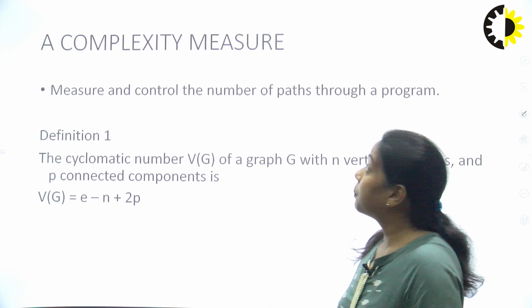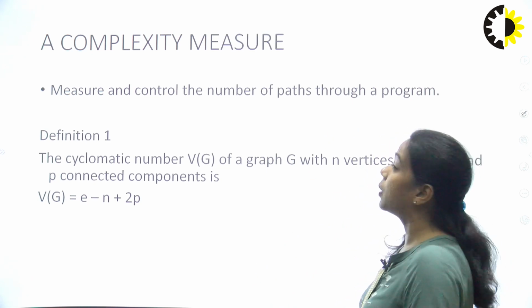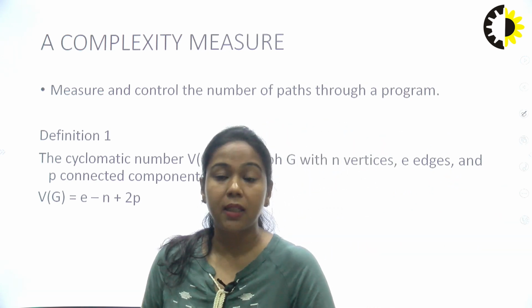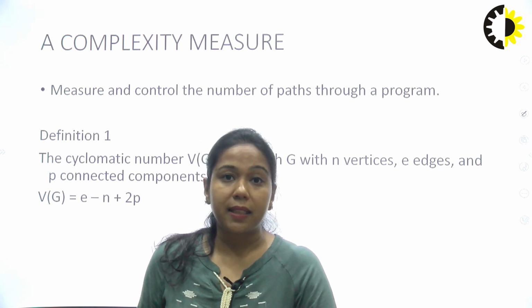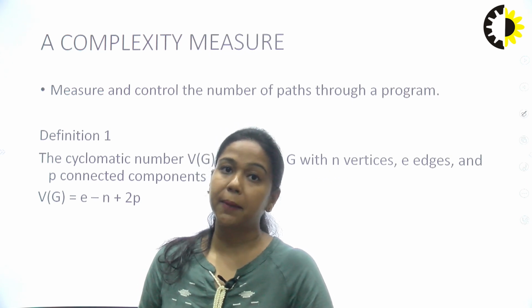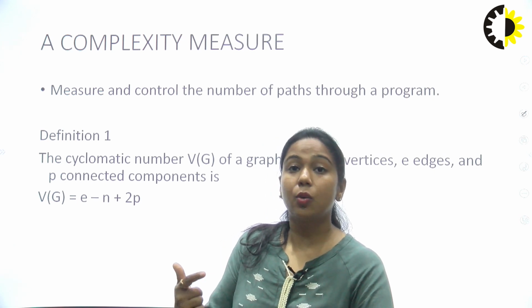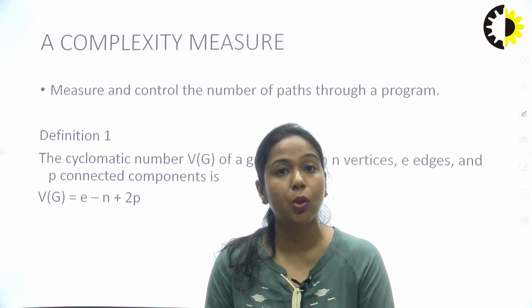Now, what is the complexity measure? It measures and controls the number of paths through a program. That means we are trying to control the number of paths through the program. What is a path? The way through which we can execute the program is known as a path. And the measure calculates the ways in which a single program can be executed in multiple ways.